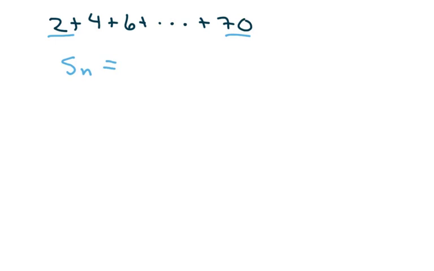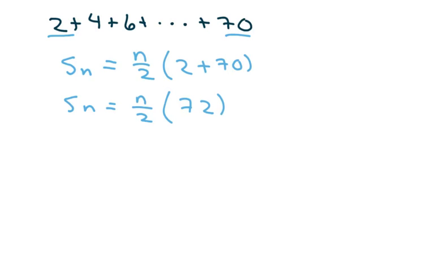Okay, the next one is going to be 2 plus 4 plus 6 plus dots plus 70. So this is your first, this is your last. So S of n equals n over 2 times 2 plus 70. So S of n equals n over 2, and this is going to be 72. 2 goes into 72 36 times, so S of n equals 36n.